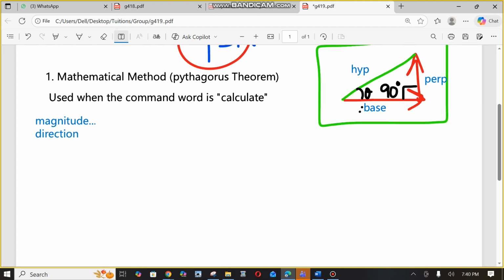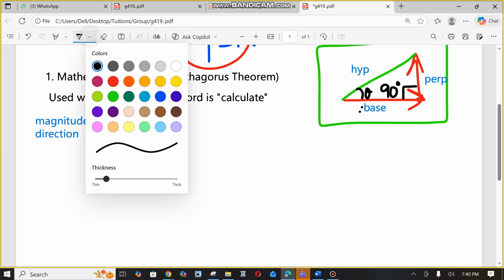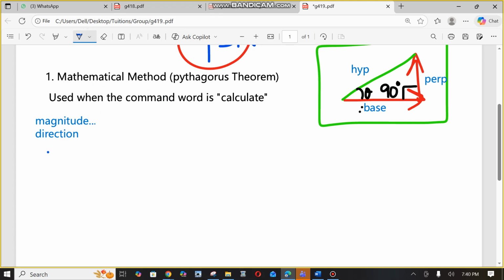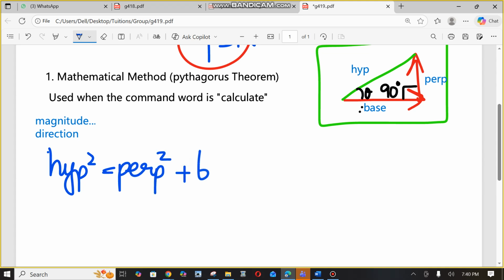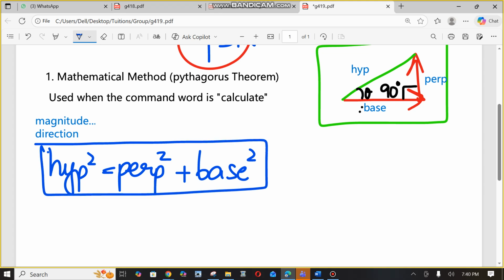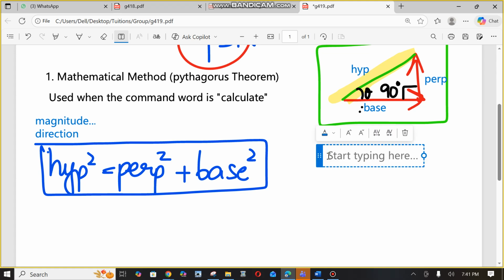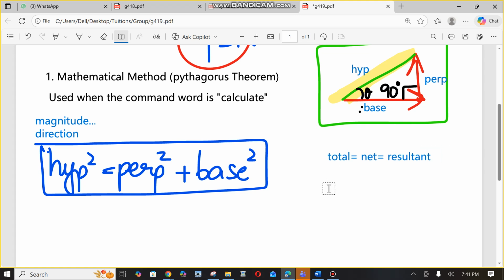First thing we will have to do is find the magnitude. To find the magnitude, we use the formula of Pythagoras, which says the square of the hypotenuse must be equal to the square of the perpendicular added to the square of the base. This way we will have the answer of the hypotenuse, which is going to be our resultant, net or total vector. Also remember that the words total, net and resultant mean the same thing in Cambridge Physics 0625.